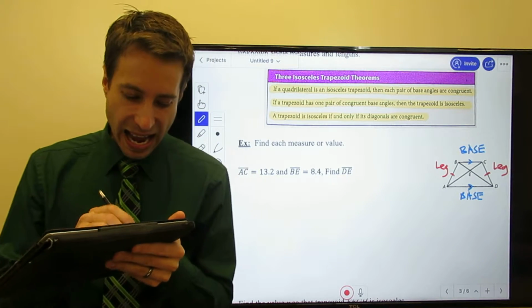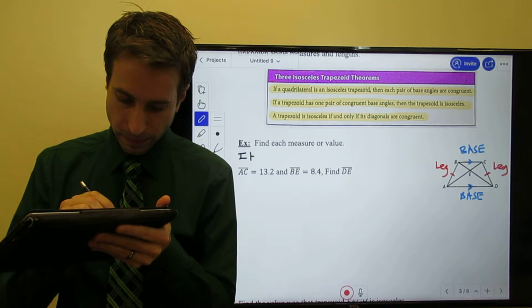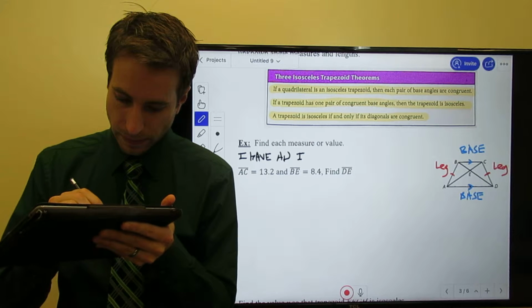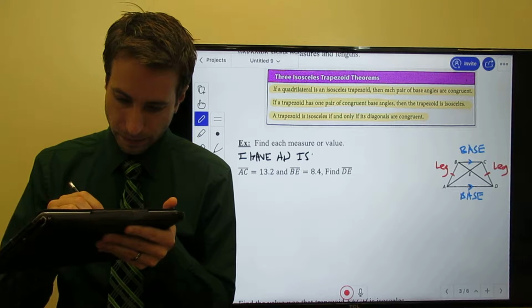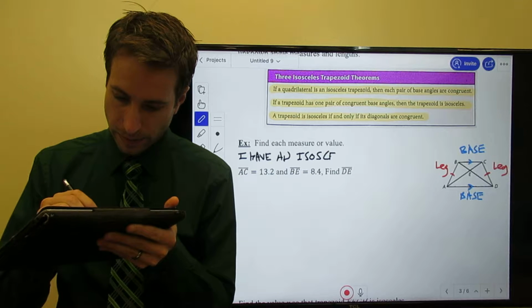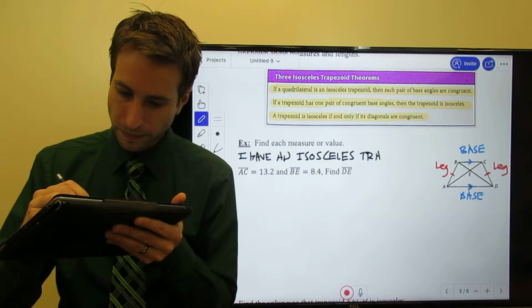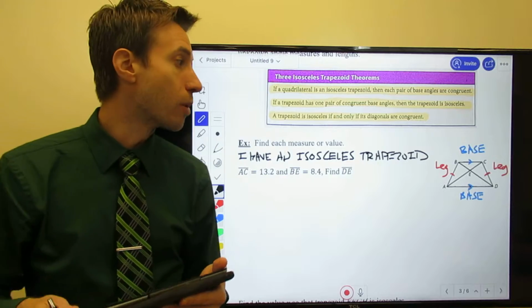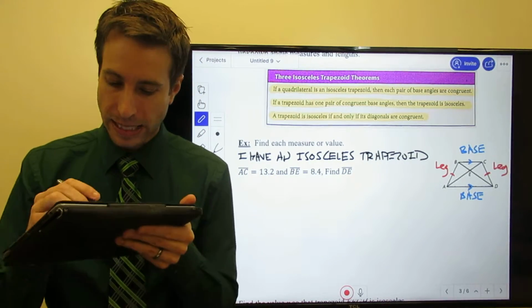I now know that I have an isosceles trapezoid. And please remember that an isosceles trapezoid has congruent diagonals.